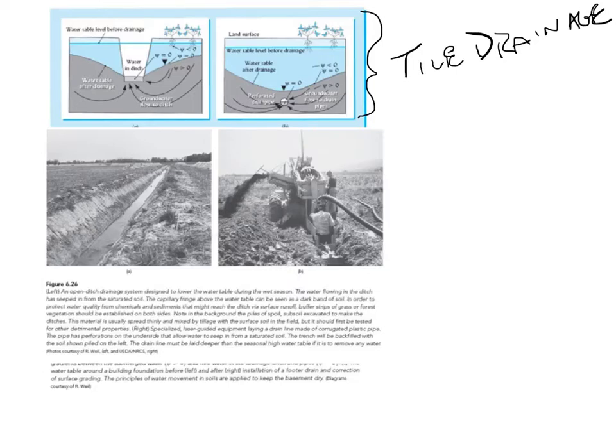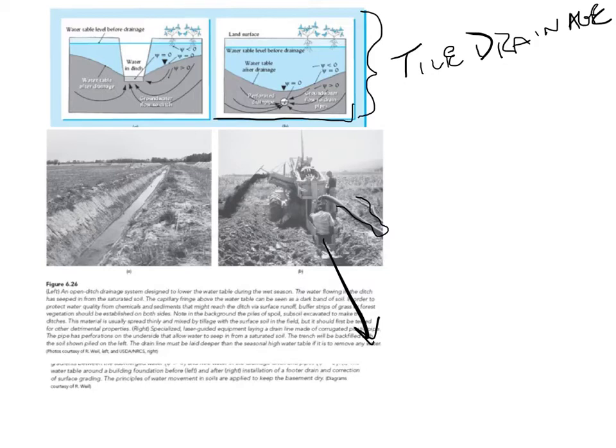You bury this in the soil, and since this tubing right here is perforated, it allows water to move inside the tubing, and then we can move that out to the edge of the field and have that deposited in a ditch or something like that. And what we're seeing in this picture up here is the effect of a tile drain.